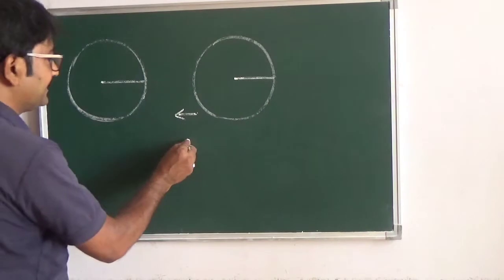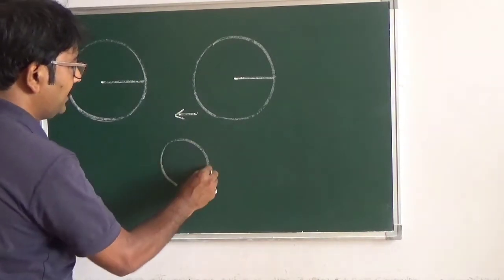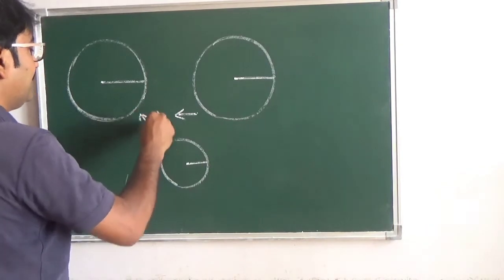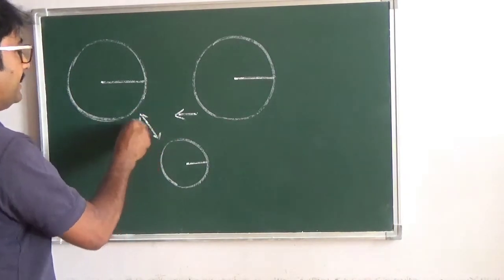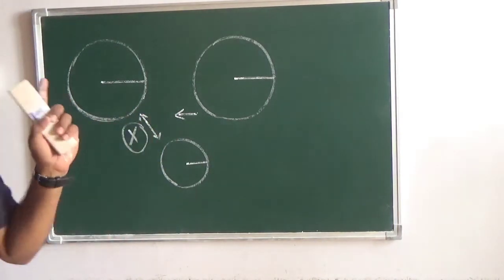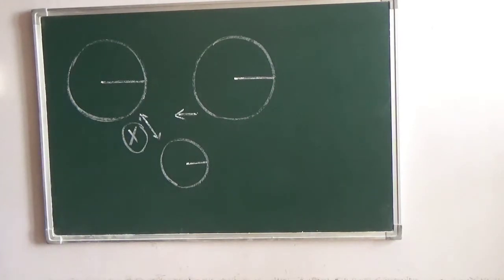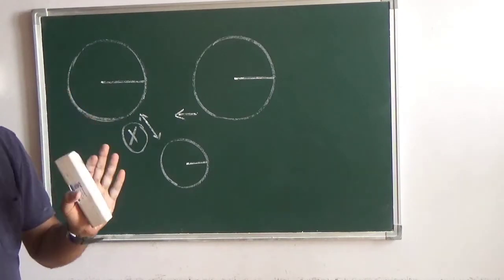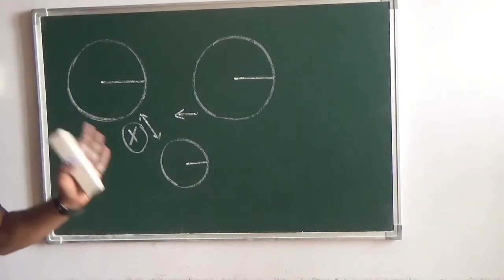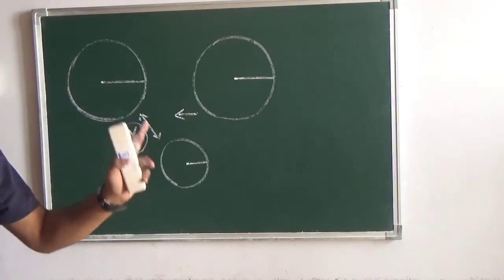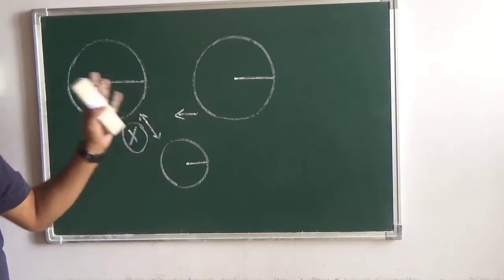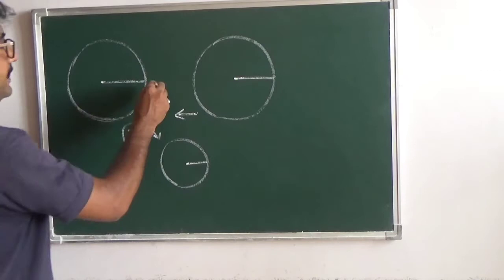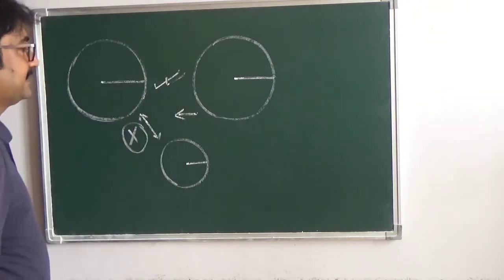But if you draw this circle, which is also a circle with a smaller radius, then this and this are not congruent figures, because though they have the same shape, their sizes are different. So two figures are called congruent figures only when their shape as well as the size are both exactly the same. So these two are not congruent, but these two are congruent.